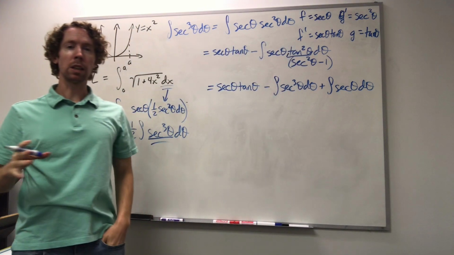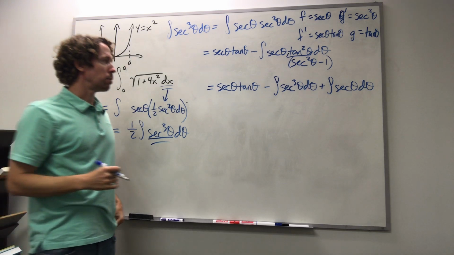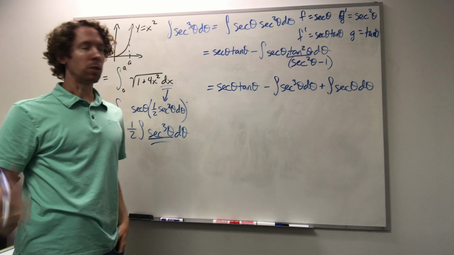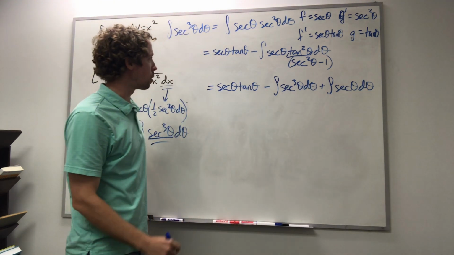The integral of secant is something that I'm going to assume that you've already learned. If you haven't, there's a way to manipulate this algebraically and then use a u substitution to get to that antiderivative.